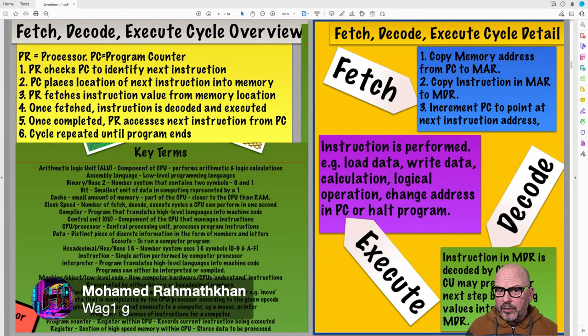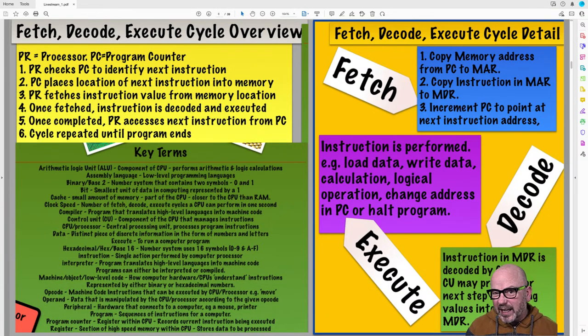So increment, increase. And you know when you do a count control loop and you're incrementing it by one? That's the word they use for add one to it. Increment sounds more fancy, doesn't it? Then you've got the fetch happens first of all, that the instruction is fetched. Those are the three things that happen when the instruction is fetched.